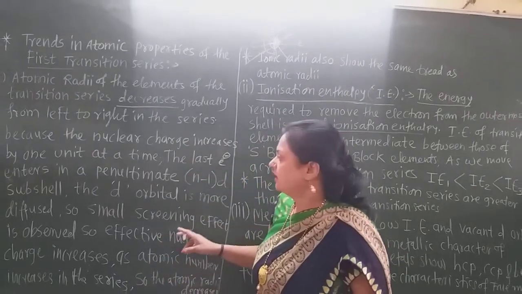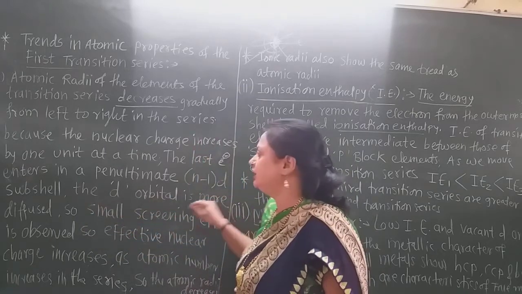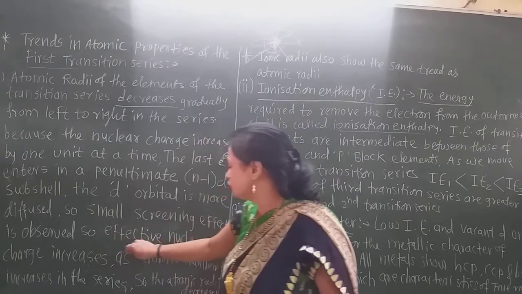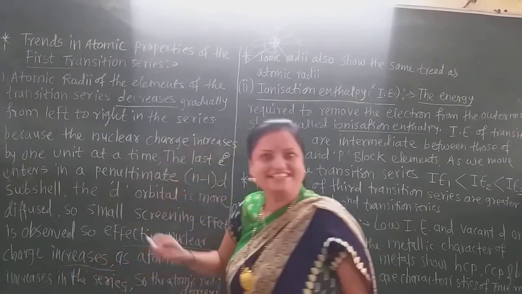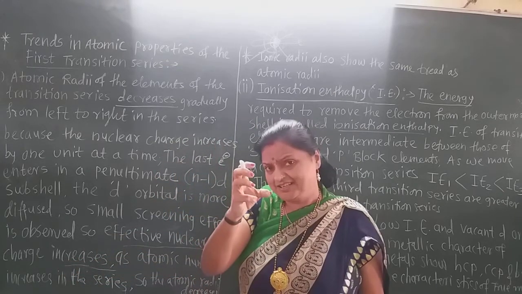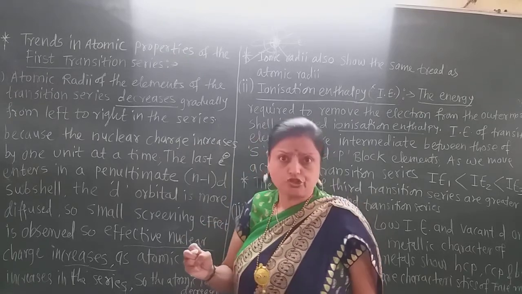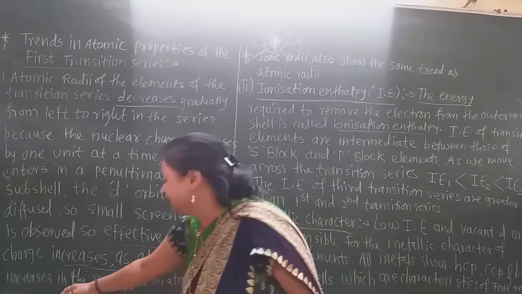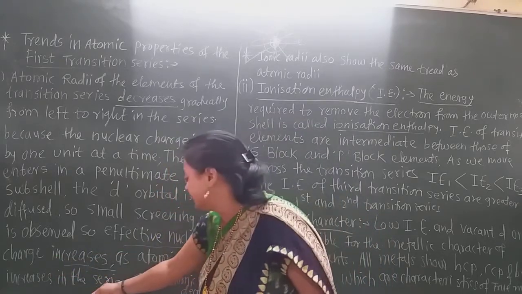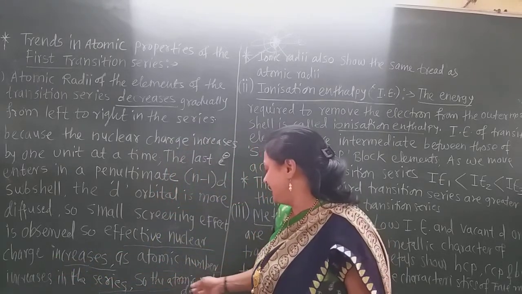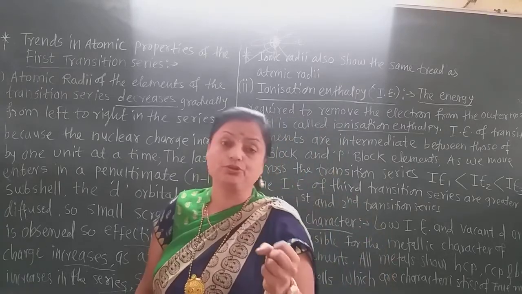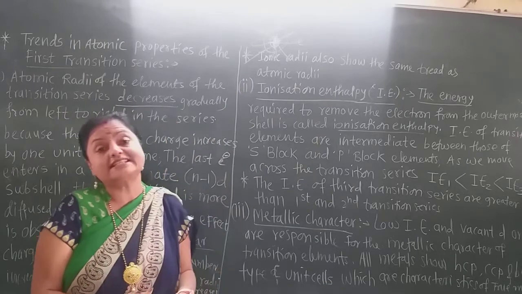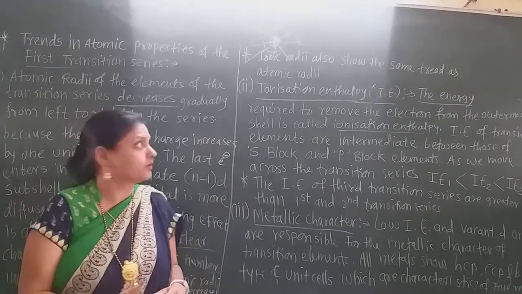Now see here, as the shape of the d orbital is very diffuse, only a small screening effect is observed, so the effective nuclear charge increases, and that attracts the electrons more strongly towards itself. As the atomic number increases, the effective nuclear charge increases, and so in the series the atomic radii decrease due to the attraction towards the nucleus, because the screening effect is very small, as the d orbitals are diffuse orbitals.